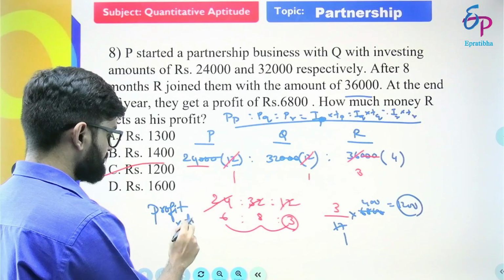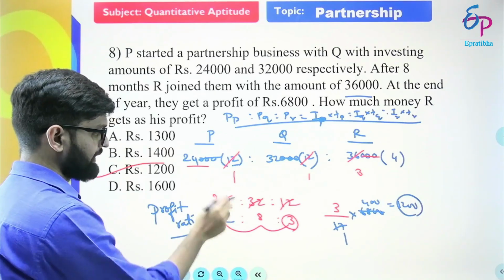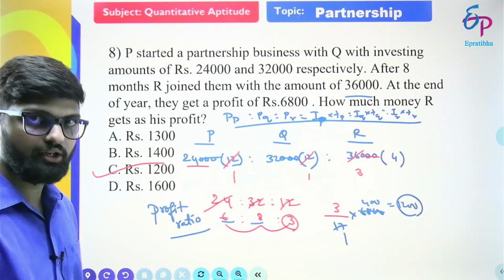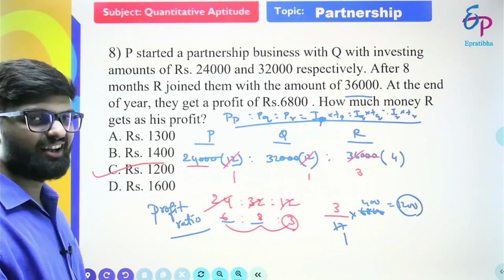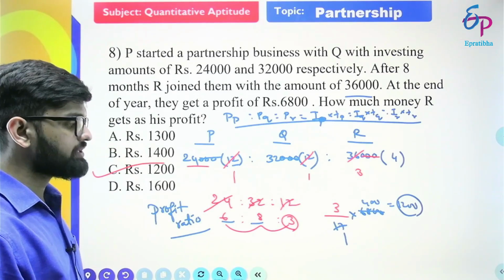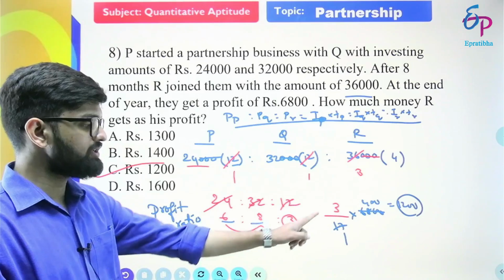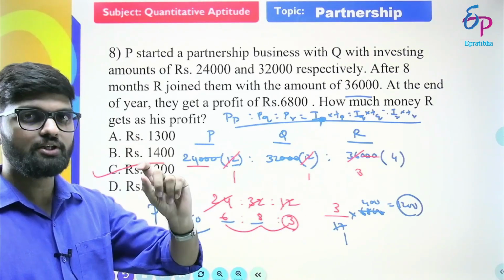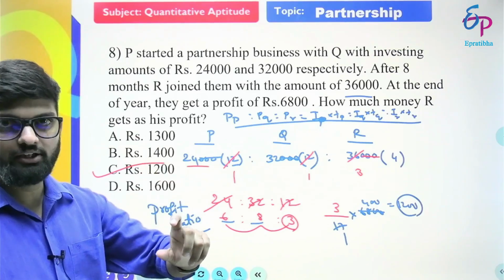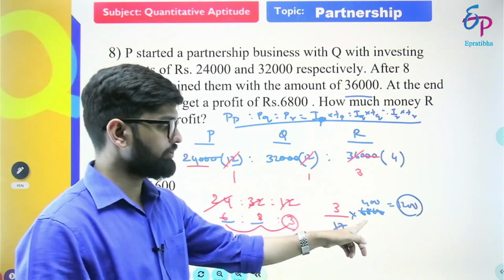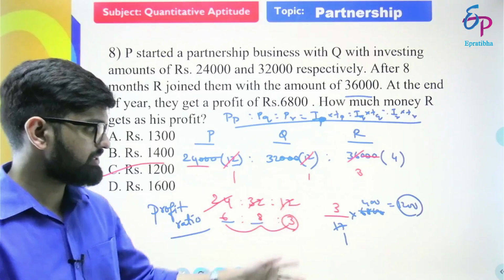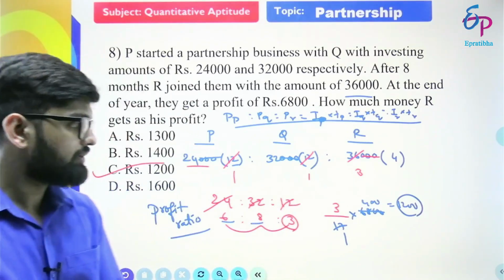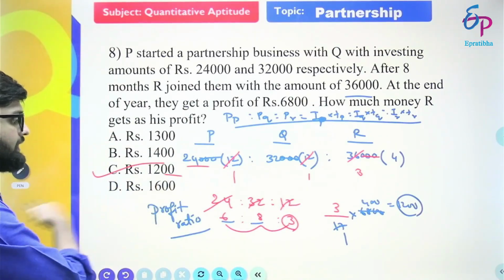So in the profit ratio, for every 6 rupees P gets, Q has to get 8 rupees and R has to get only 3 rupees. That means R has to get 3 rupees out of every 17 rupees. In every 17 rupees, what is the R share? It is only 3 rupees, right? In 6800 rupees, what is the R share? I am asking. So 3 by 17 into 6800. The answer is 1200 rupees.